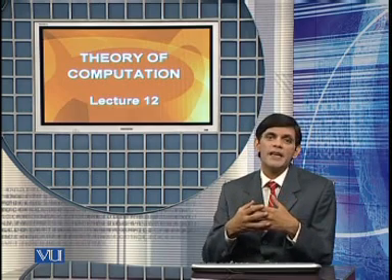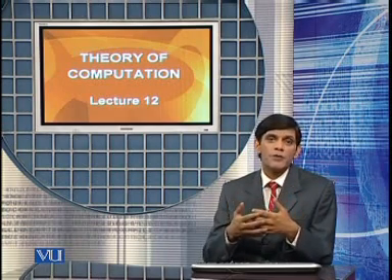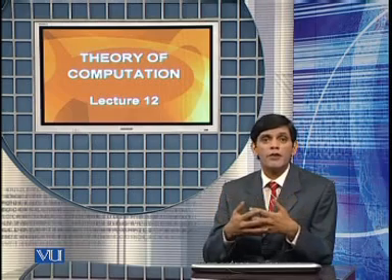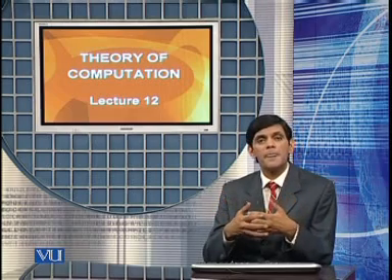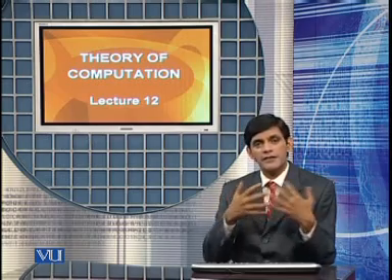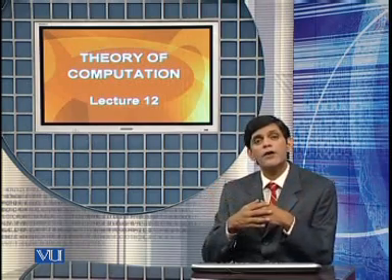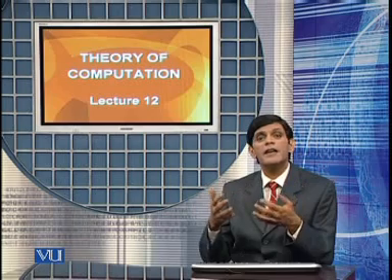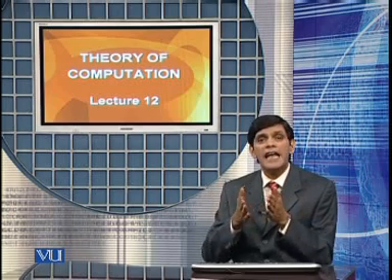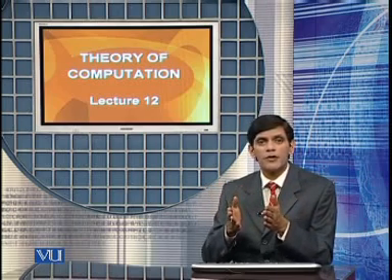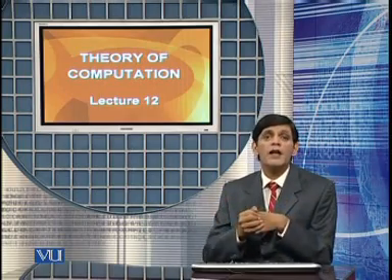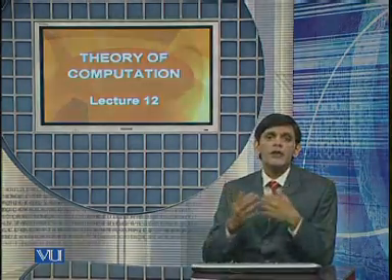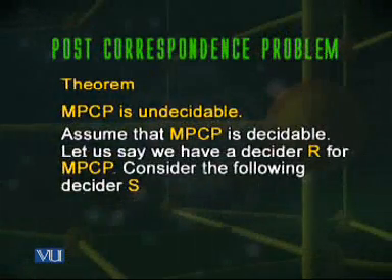The proof is going to be as our previous proofs. We will assume that the modified PCP is decidable. We would take a decider for it. Since it's decidable, there is a decider for it, and we will use this decider to construct a decider for ATM, the acceptance problem for Turing machines, or the halting problem, which would be a contradiction. So let's look at the proof. Let us assume that the modified PCP is decidable. Let us say we have a decider R for modified PCP.